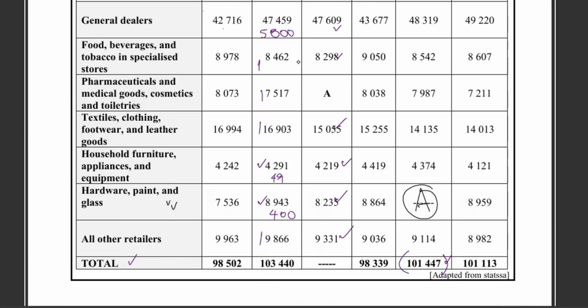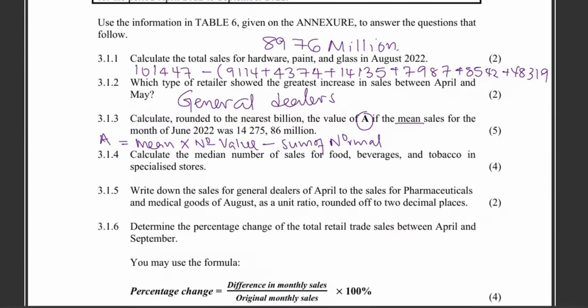47,609 plus 8,298 plus 15,055 plus 4,219 plus 8,235 plus 9,331. So when you add these normal numbers, we have 92,701. So this is what I was saying.